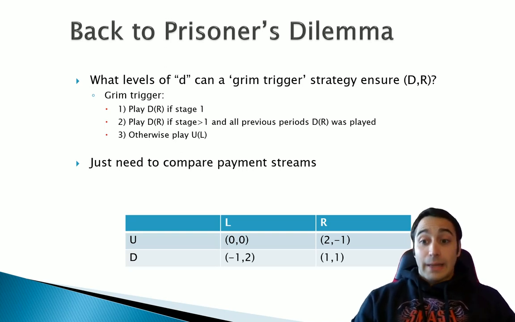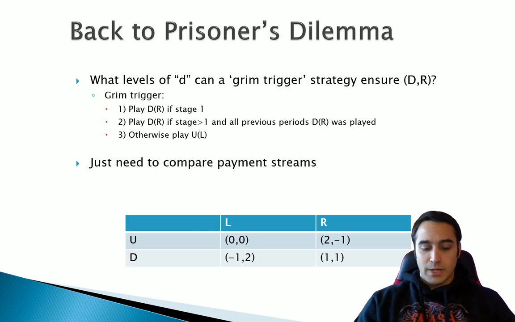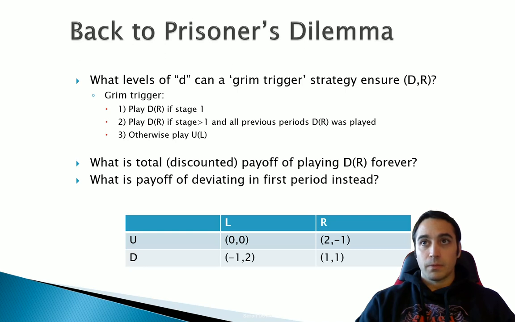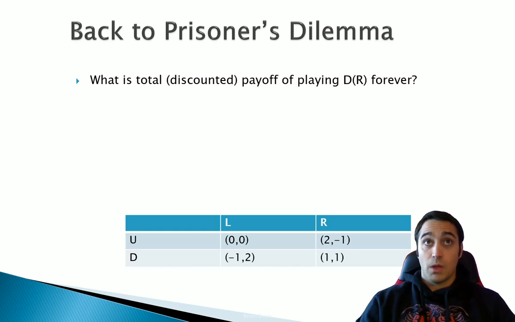So in order to find out if and over what deltas this can be sustained, we have to compare the payment streams. So this time, you must ask yourself 2 questions. 1, assume you're player 1 in a symmetric game, so we only have to solve it once. What is the total discounted payoff of playing down and right forever? And what is the total payoff if you deviate in the first period instead?